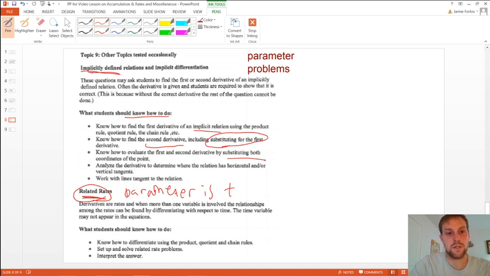Know how to evaluate the first and second derivative by substituting both coordinate points in, which we kind of did in the last problem. Know horizontal and vertical tangents like we did in the last problem. And be able to do tangent line relationships like we've been doing with all of our problems. With related rates, know how to differentiate again, know how to set up the related rates problem, and interpret the answer. So again, we've seen a lot of this before, but it can pop up kind of like it just did in that last problem.